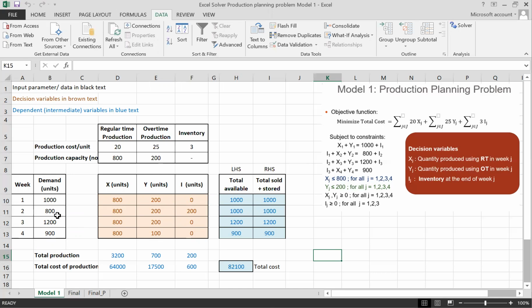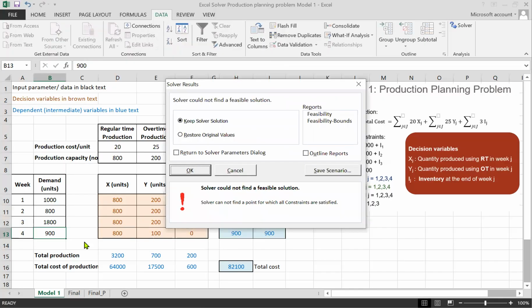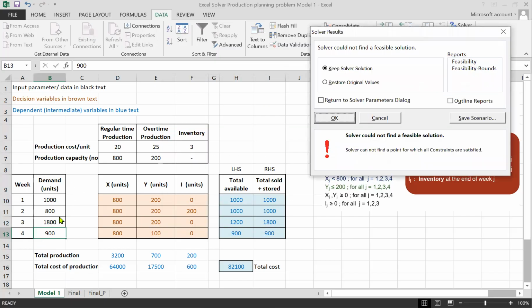For example, let's increase the capacity somewhere. Let's say here, instead of 1200, it becomes 1500. Let's see what happens. Of course, if it is feasible, then the cost should increase further. Let's increase it significantly, 1800. Save, solve. Yes, so Solver could not find a feasible solution because the total demand is much more than the capacity available. Therefore, there does not exist any feasible solution, which is why we see a warning sign here.